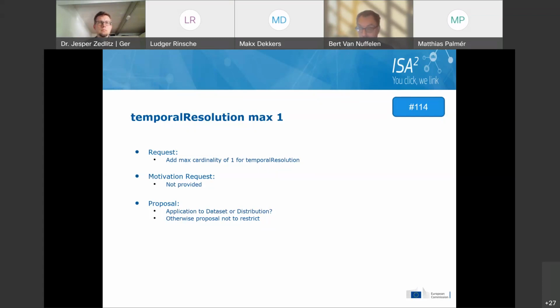Yeah, we have a counter proposal there from Matthias. Matthias wants max 1 for temporal resolution on both dataset and distribution. So no change to the usage note, but a restriction on cardinality. And yes, Jim, we're getting to spatial resolution in the next slide. Yeah, I split it in two. So if people agree that it is the minimum, then I understand that it's much more logical to put the max cardinality at 1.